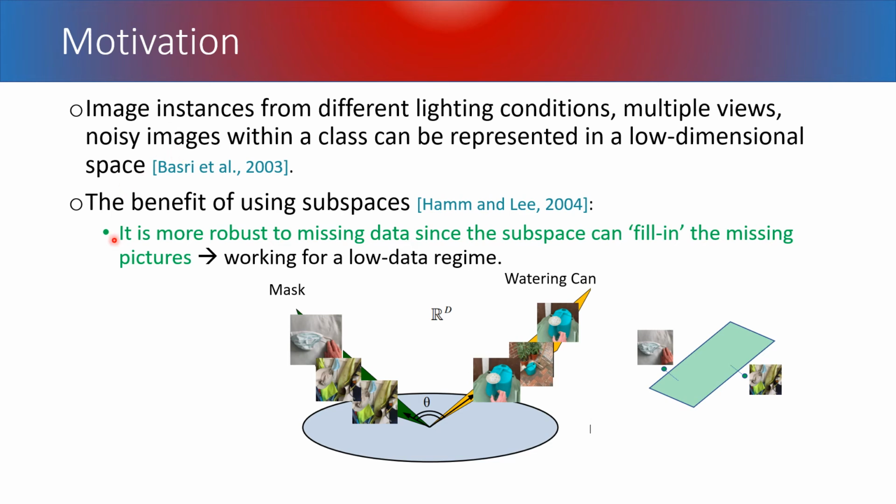And the benefit of using subspaces here is that it is more robust to missing data since the subspace can fill in the missing pictures. As you can see here, the subspace represents a plane, so the subspace can be created from only 2 images but can somehow fill in some missing points here.